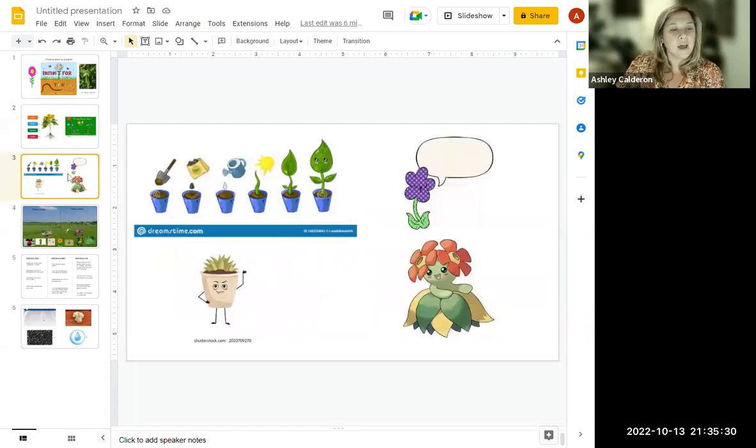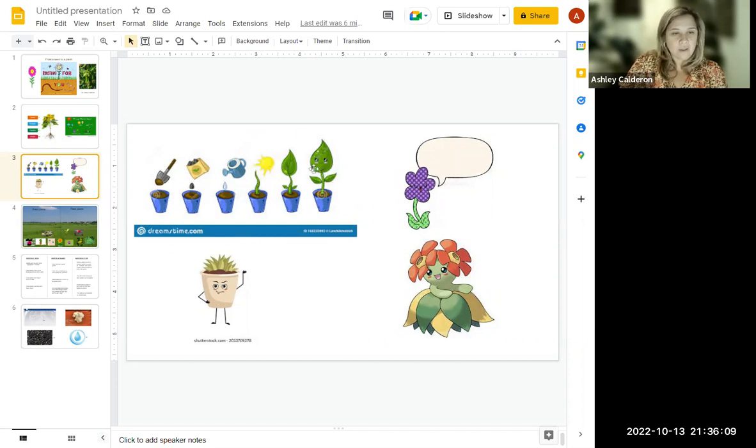Now we're going to look at some more pictures. And this time, if you look carefully, you will be able to see if these plants are real or fake. So let's take a look at this and think, what do we think? Real or make believe? Fake. Yes, they're make believe. So in this one, you can see that they're shoveling in, they're putting in the seeds, they're watering it, and there's some sunlight helping the root grow. Now there's a leaf.